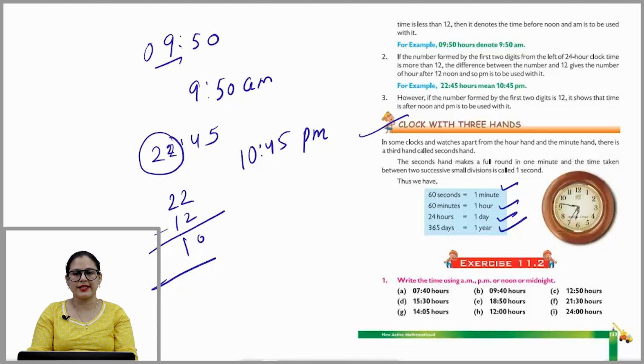Let's do exercise 11.2. Write the time using AM, PM, noon or midnight. See, 7:40 hours. 7 is smaller than 12, so this is AM. 15:30 hours. The first two digits, that is 15, is greater than 12, so this is PM.